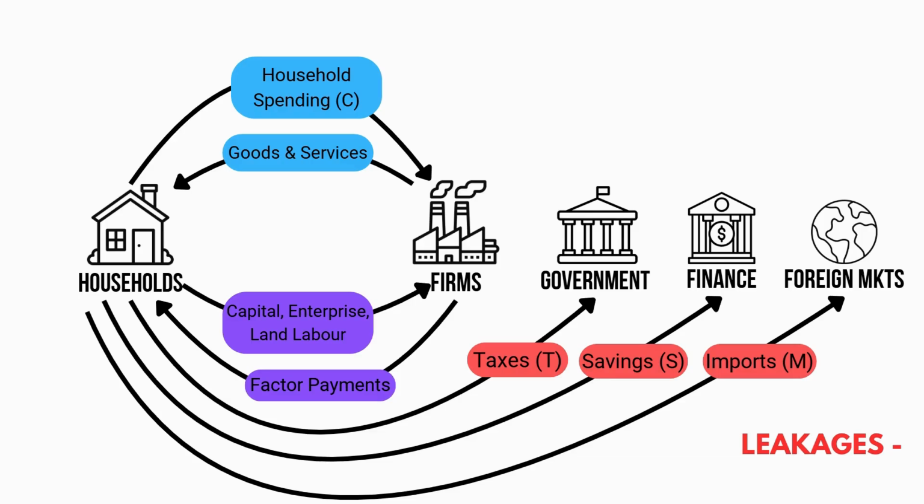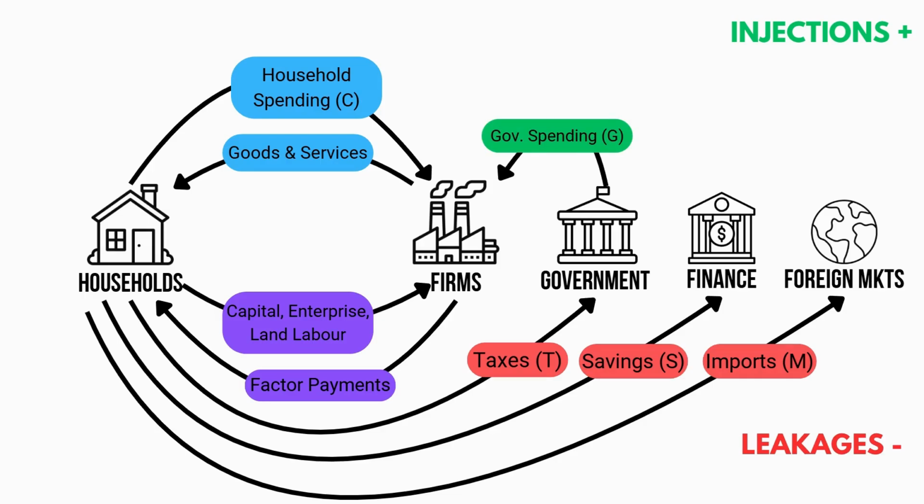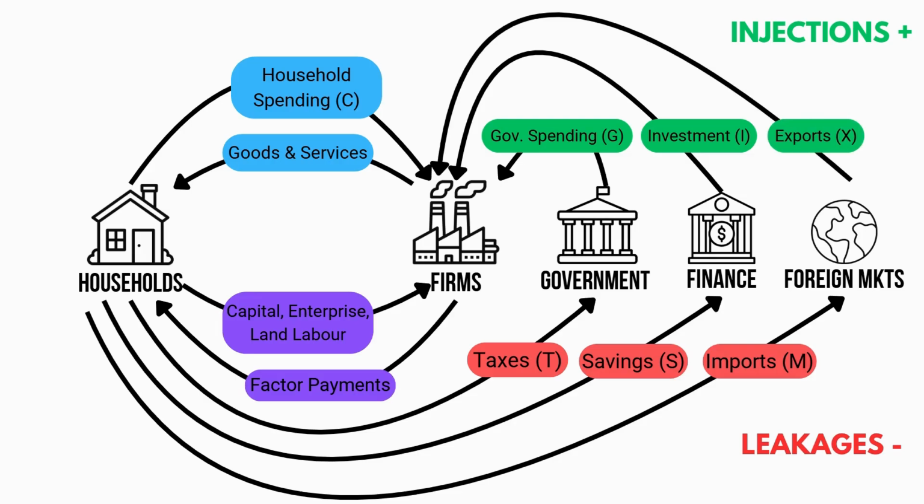Likewise, we can also draw each of the injections from each entity, feeding back into the firms. Government spending from the government, investment from the financial sectors, and export revenue from the foreign markets. And with that, we're done.